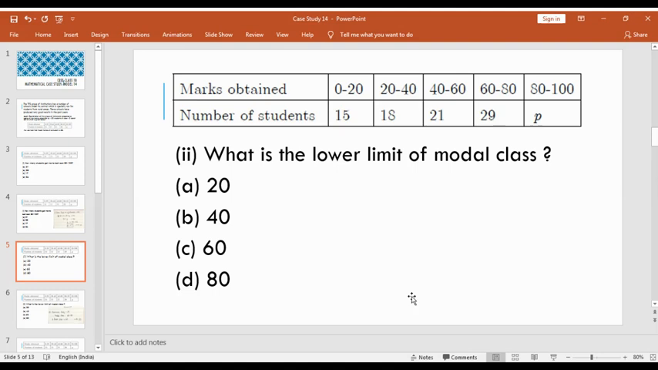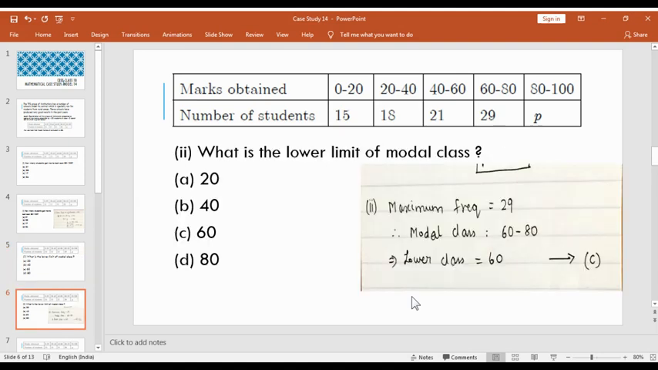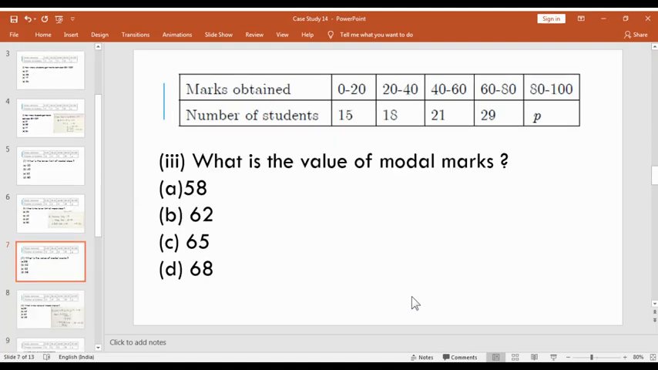So the modal class will lie in which class? 60 to 80. So in that the lower limit is going to be 60. So the right option is going to be C. Hope you understood. The maximum frequency is 29. So the modal class will be 60 to 80 and the lower limit will be 60.